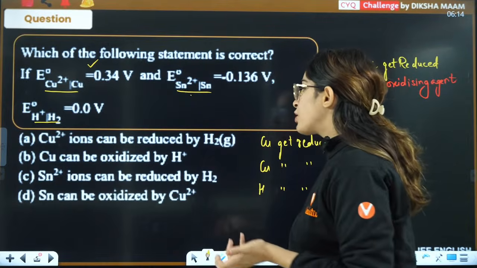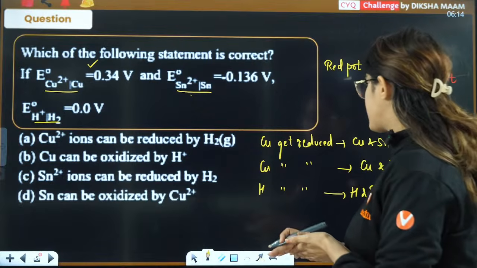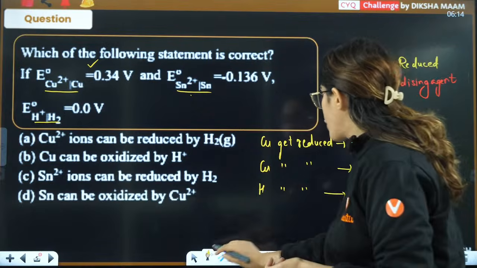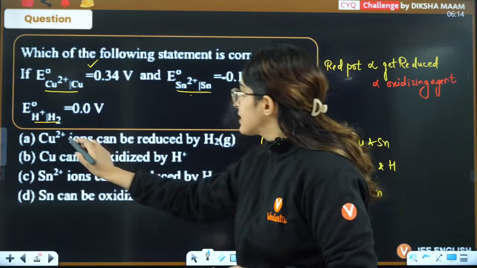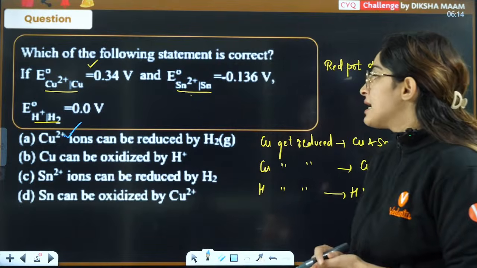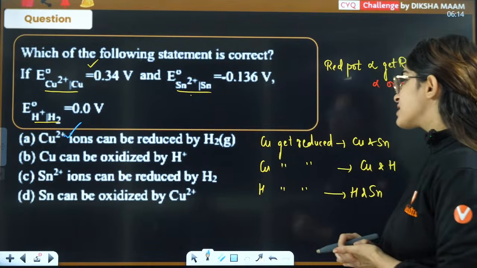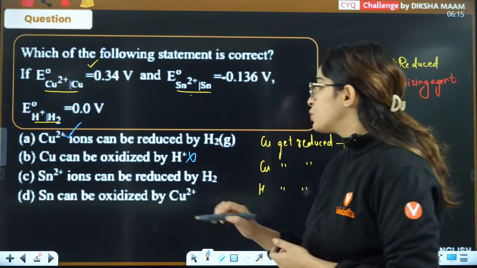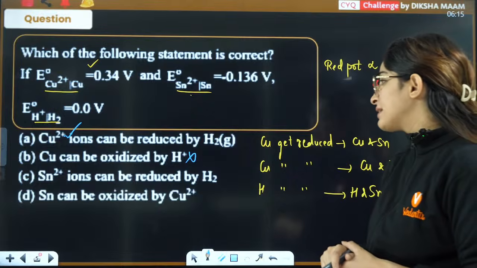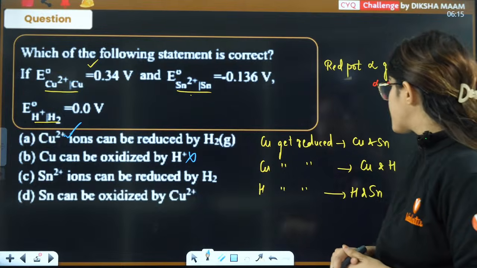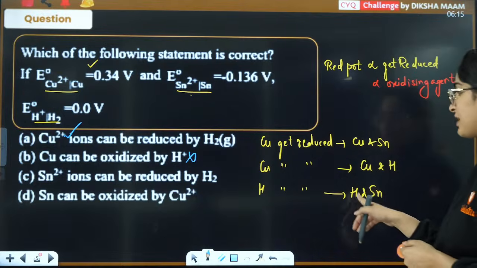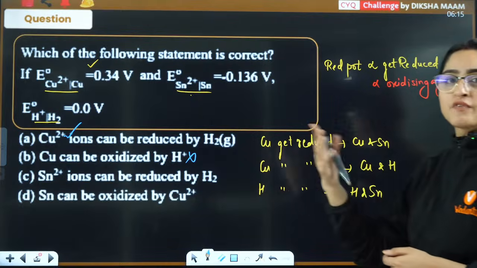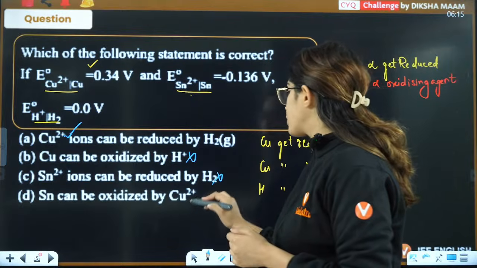Now, copper 2 positive ion can be reduced by H2. Yes, with H2 also, copper 2 positive ions are getting reduced. That is correct. Then Cu can be oxidized by H positive. No, that is not correct. It will be reduced here. Then tin 2 positive ions can be reduced by H2. Tin 2 positive ion. No. Hydrogen is reduced when you have tin in this. So this is also not correct.